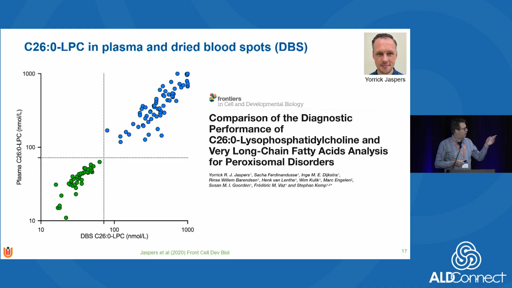So we tested this, and we demonstrated that C26 lyso-PC in plasma and in dry blood spots gives you a straight line. The levels that you find in plasma and in dry blood spots are very comparable. And why is this important? Because when we stopped using fibroblasts, we went to plasma. And for people around the world who do not live in the Netherlands, you need to send this plasma to Amsterdam on dry ice, because if you send it at room temperature, it goes bad and you cannot do anything with it anymore. And it's costly to send something on dry ice.